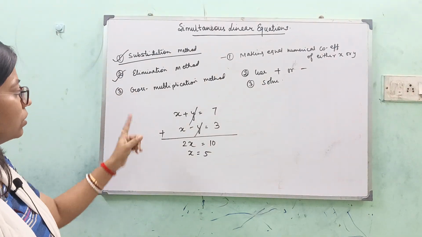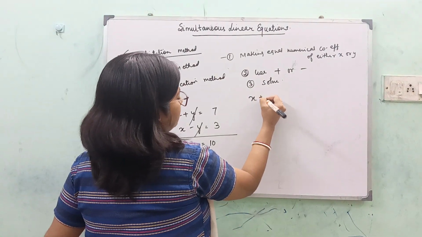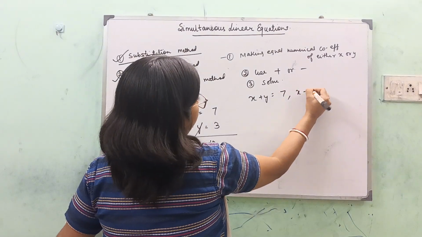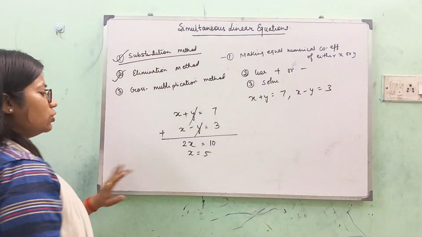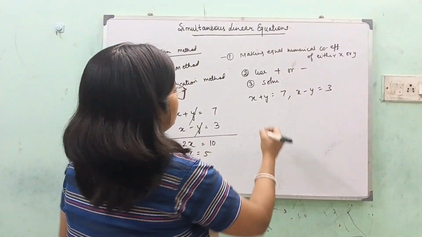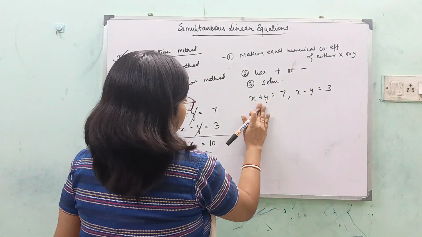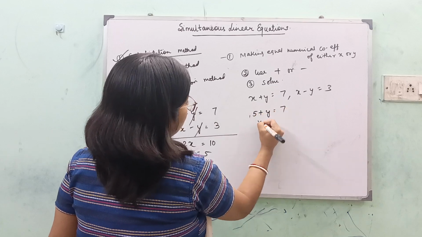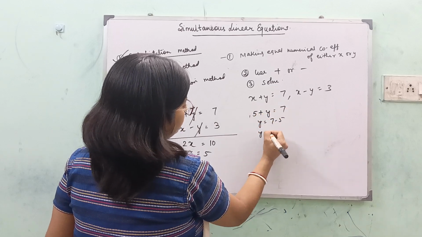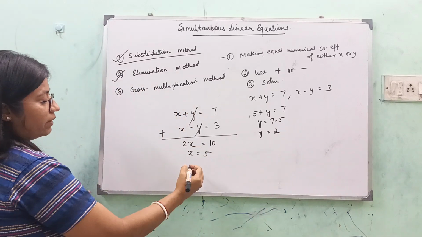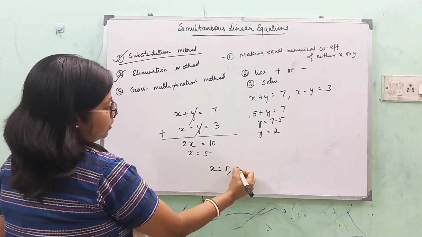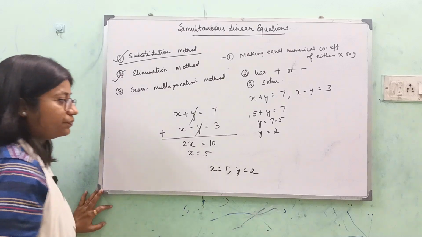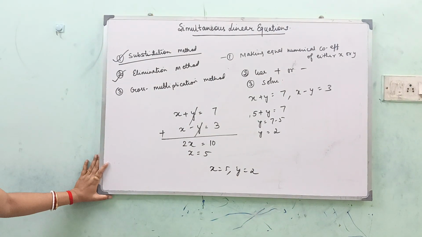Okay. Now the equations were x plus y equals 7 and x minus y equals 3. In any one of the 2 equations you put the value of x. So suppose I take this one, 5 plus y equals 7. So y is equal to 7 minus 5. So y equals 2. So we have got the answer. x is 5, y is 2. Alright. Clear?